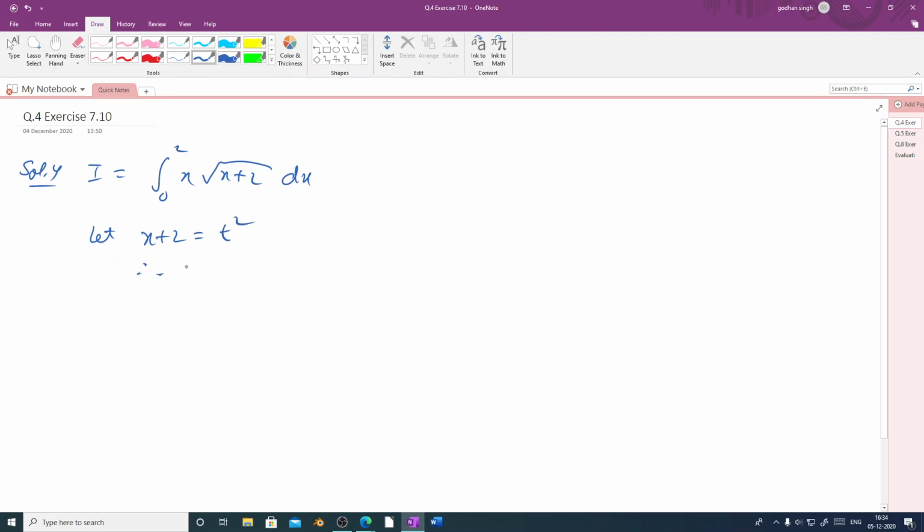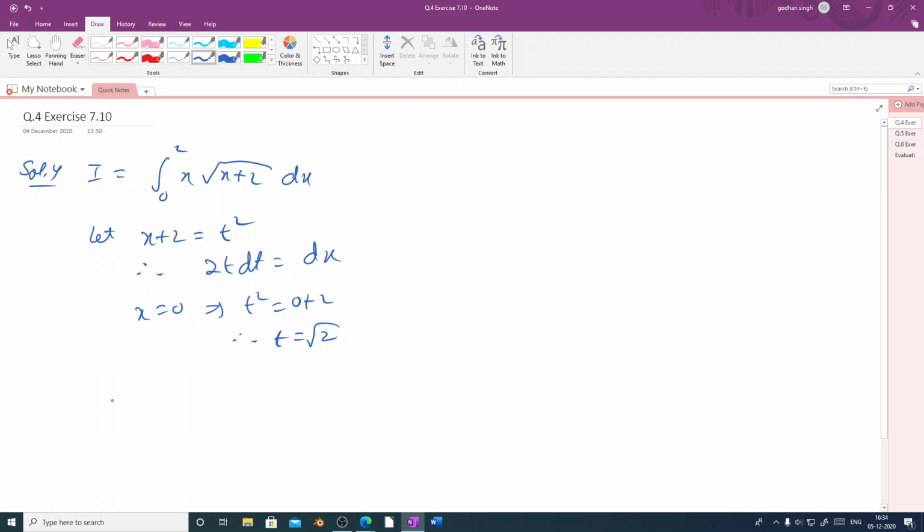Therefore, differentiating both sides with respect to t, we will be getting 2t dt equal to dx. Now we'll also change the limits. When x is equal to 0, we'll put the value of x equal to 0 here. This implies t square is equal to 0 plus 2. Therefore t equal to plus root 2, because the limits are increasing from 0 to 2, t equal to root 2 will not take a negative value.